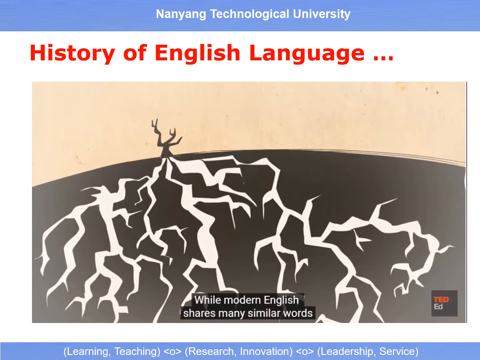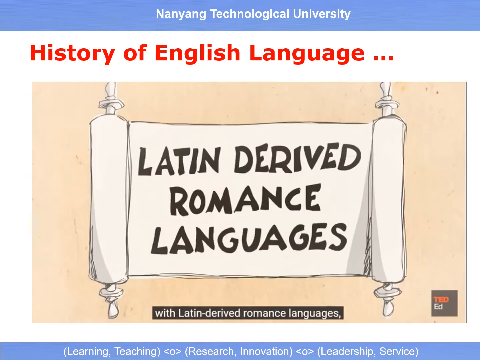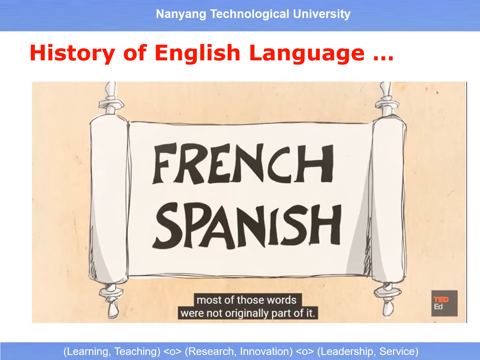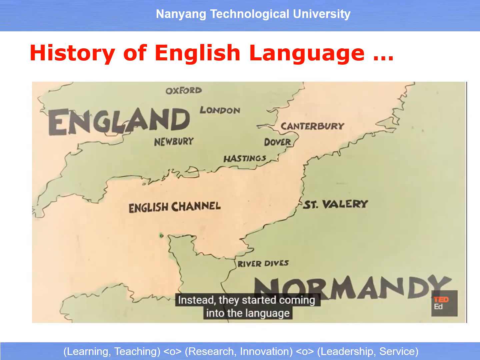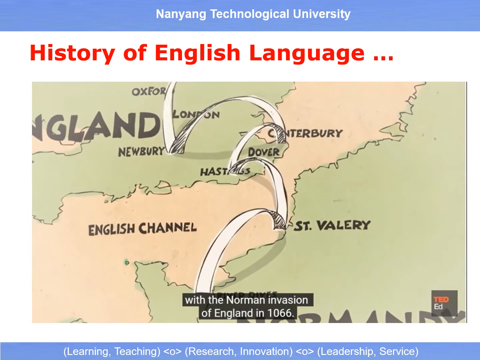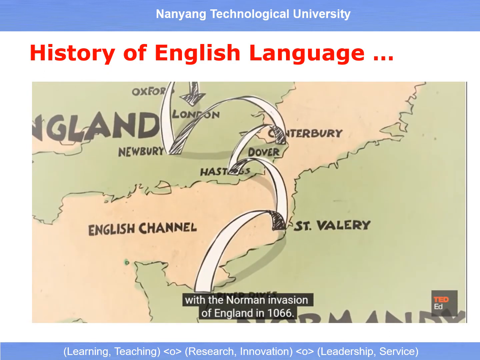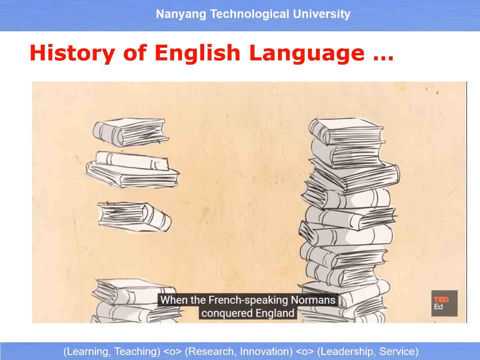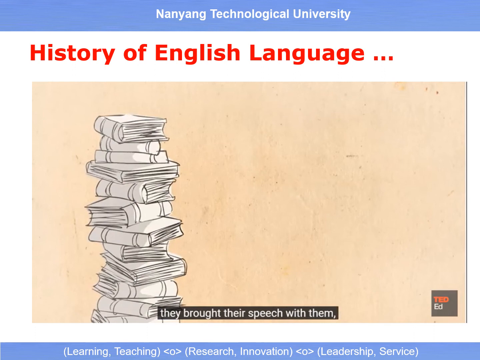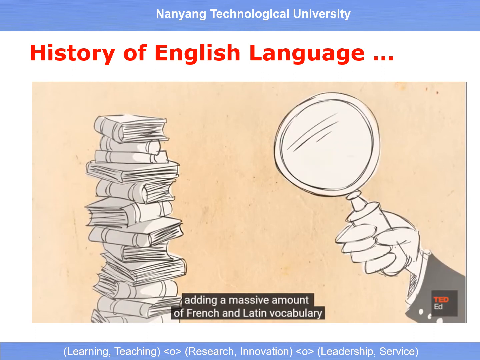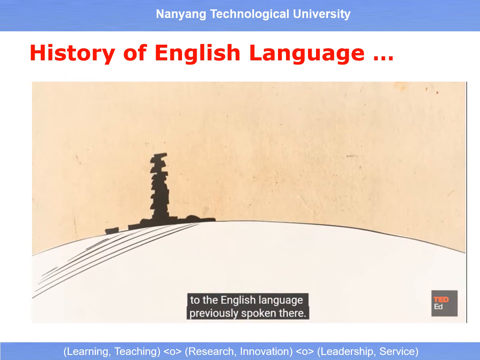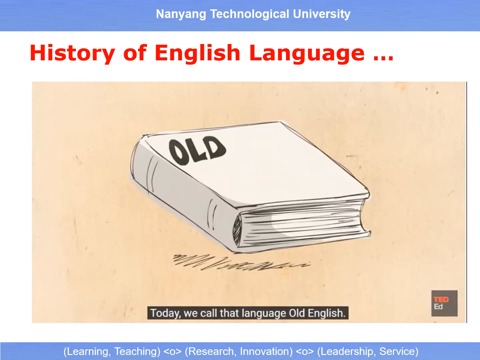While modern English shares many similar words with Latin-derived Romance languages like French and Spanish, most of those words were not originally part of it. Instead, they started coming into the language with the Norman invasion of England in 1066. When the French-speaking Normans conquered England and became its ruling class, they brought their speech with them, adding a massive amount of French and Latin vocabulary to the English language previously spoken there. Today, we call that language Old English.